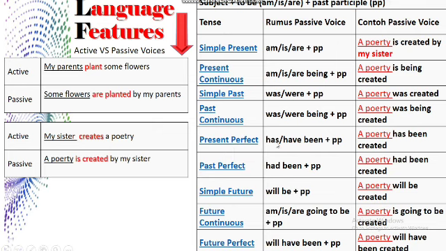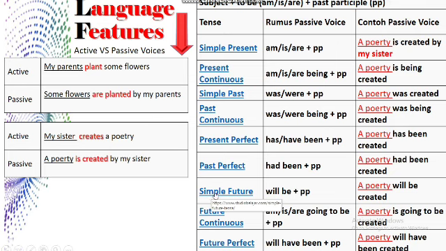Present perfect: has or have been plus PP. A portrait, karena portrait jumlahnya cuma satu, menggunakan has. Kalau more than one kalian menggunakan have. Okay? A portrait has been created by my sister. Kemudian past perfect: had been plus PP. A portrait had been created by my sister.